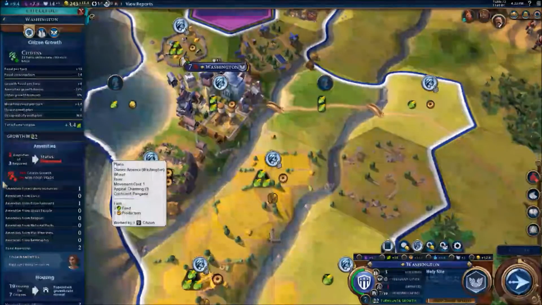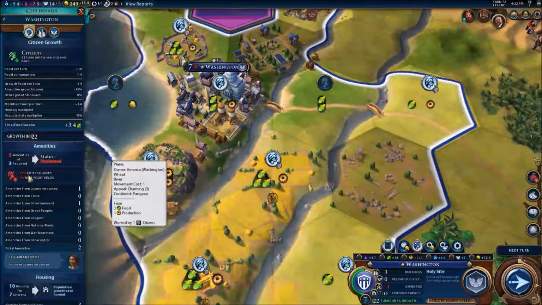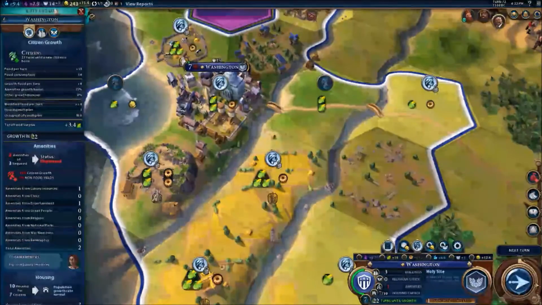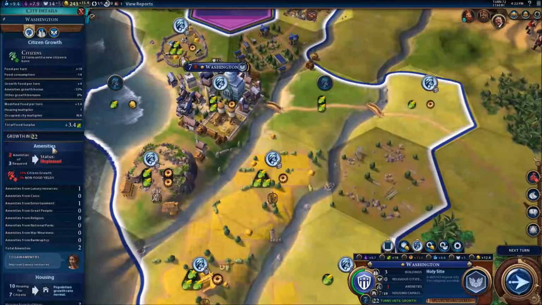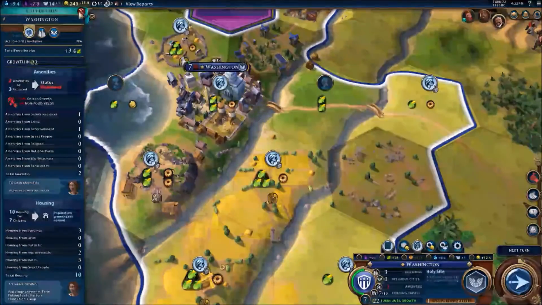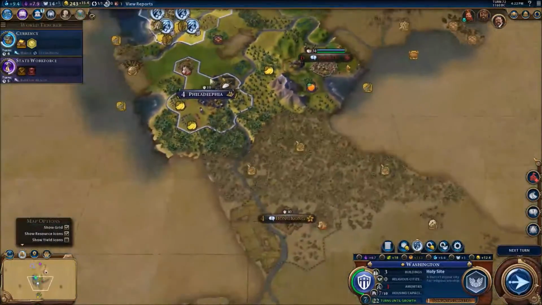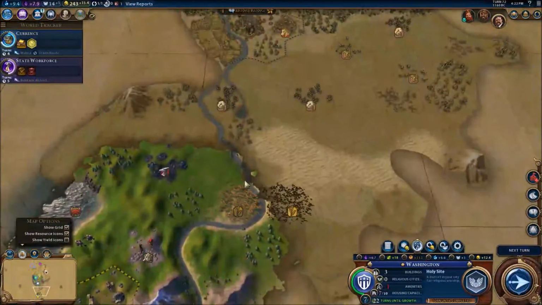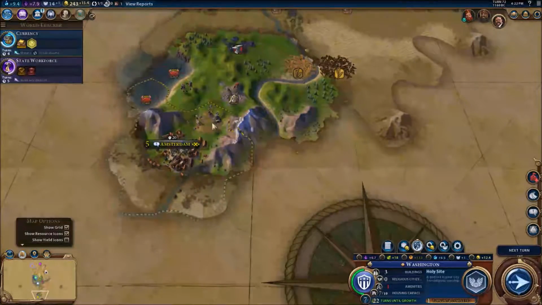Alright, and when they're not happy, you get a minus on your citizen growth and minus to the non-food, meaning the production or gold yields. Because they'll work for their food, but they're not going to work for anything else. Alright, so we'll have to see how that goes. Meanwhile, Philadelphia's putting along pretty well there.